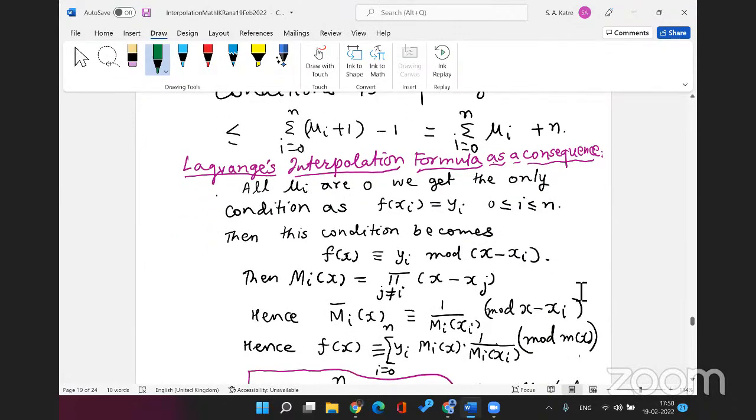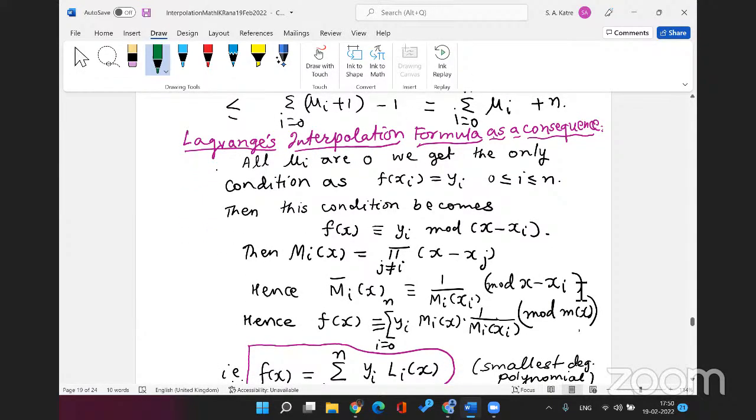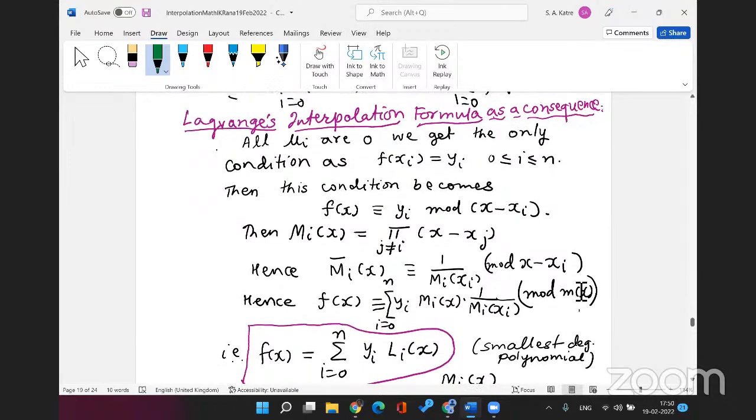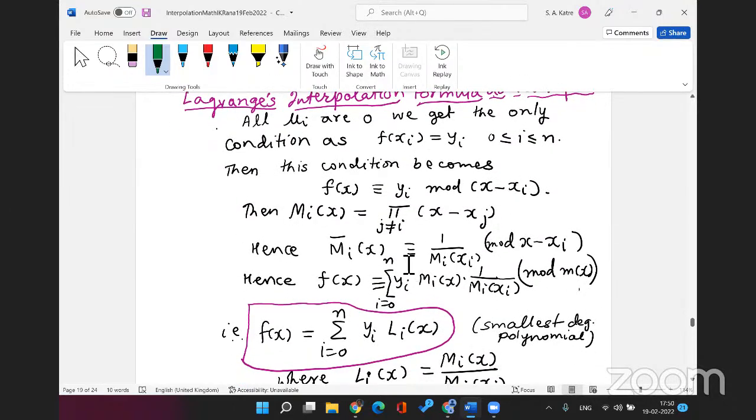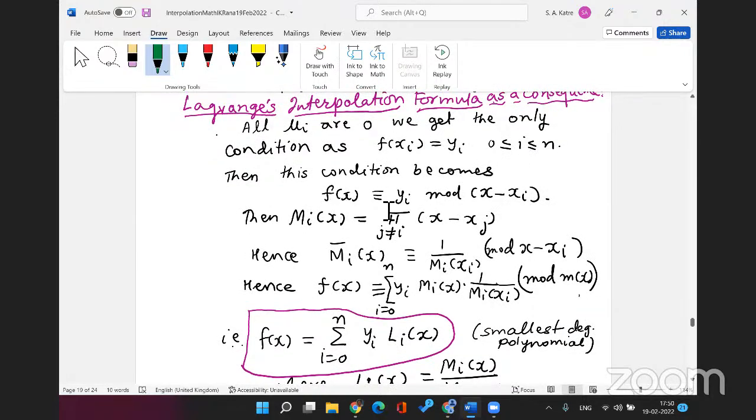Okay, now let us see how the Lagrange interpolation formula we get as a consequence of this general interpolation formula. Here all the mu i are 0, right? Because you are only having f(xi) equal to yi. We are not having derivatives involved here. Only f(xi) equal to yi in the Lagrange case. So we can write the congruence condition as f(x) congruent to yi mod x minus xi. This is the remainder theorem basically. This is the important step.